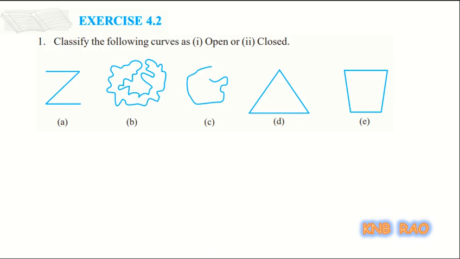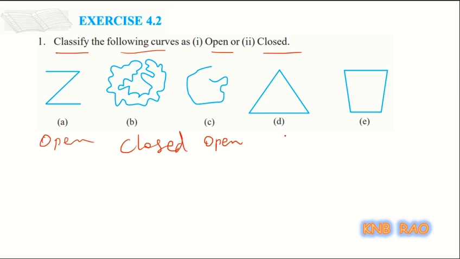Now, coming to question number 1 of exercise 4.2. Classify the following curves as open curve and closed curve. Is this an open curve? Yes, it is an open curve. Is this open or closed? It is closed. What about this? C is an open curve. What about this one? It is a closed curve. This one is also a closed curve.